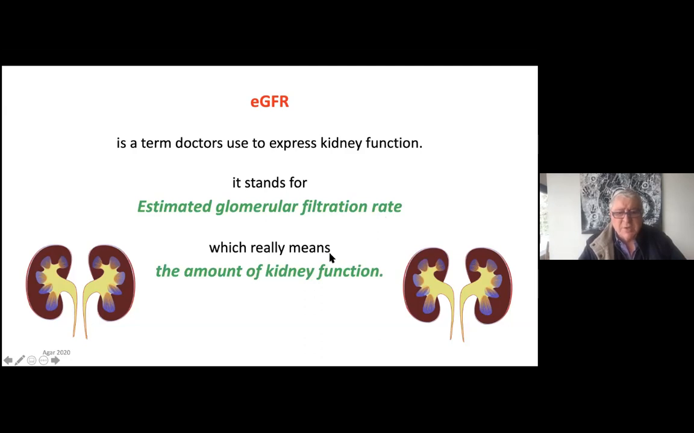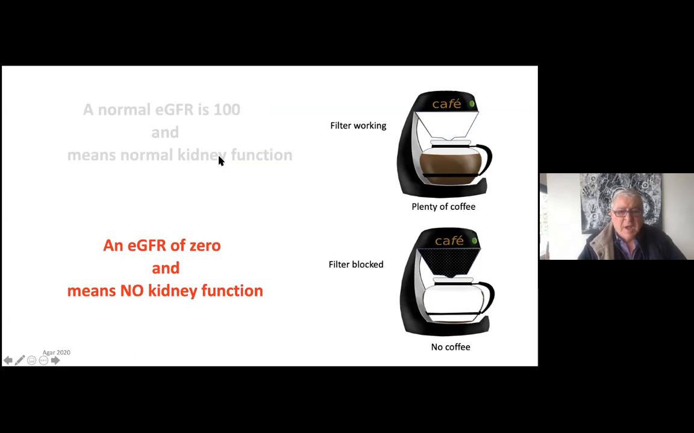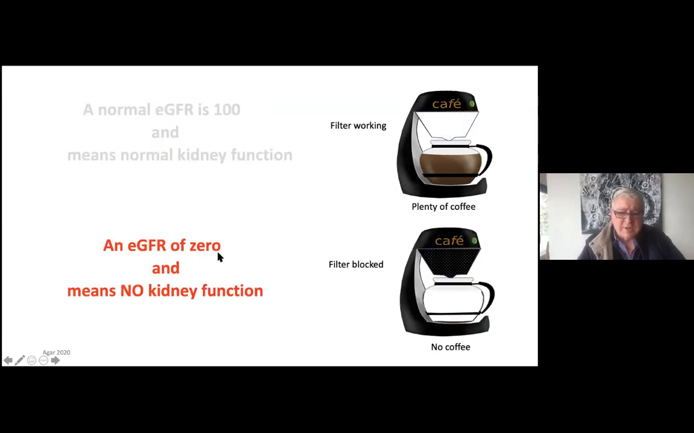So the eGFR amounts to the amount of kidney function that any person has. Perhaps serendipitously, that means by luck, a normal eGFR is 100 and means normal kidney function. An eGFR of zero means no kidney function. With normal kidney function, the filter is working and the urine is full to the brim with wastes and solutes and all the things that are normally removed by normal kidney function. But when there is no kidney function, it's as though the filter is blocked. So when you add the water, nothing comes through. Or if anything comes through, maybe a little bit of water, but none of the coffee comes through.